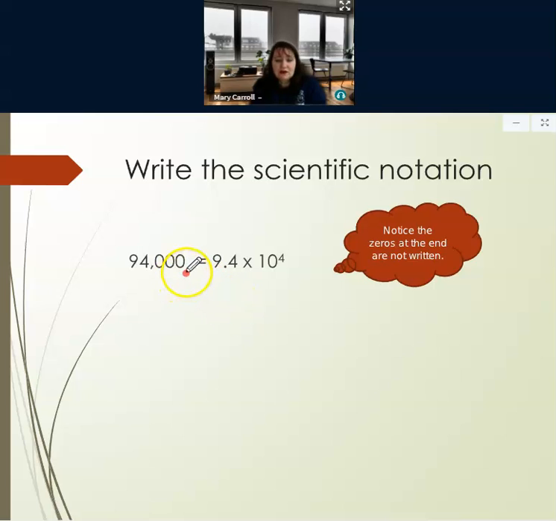Alrighty, so here I have my decimal point. I'm going to move it 1, 2, 3, 4 places. It needs to be between the 9 and the 4. So I have 9.4 times 10 to the 4th. You notice I did drop the zeros. Make sure you realize that you don't need them unless it is an actual number.